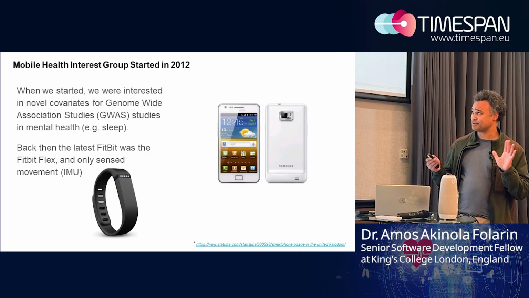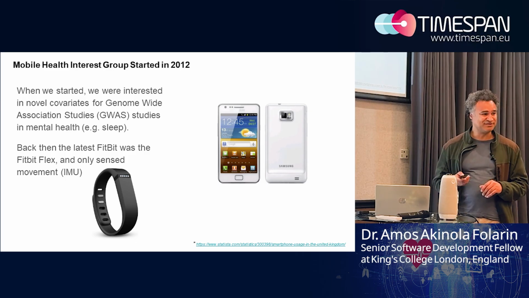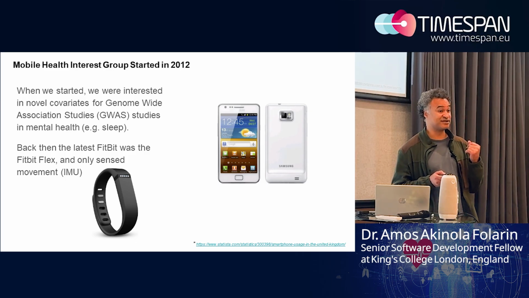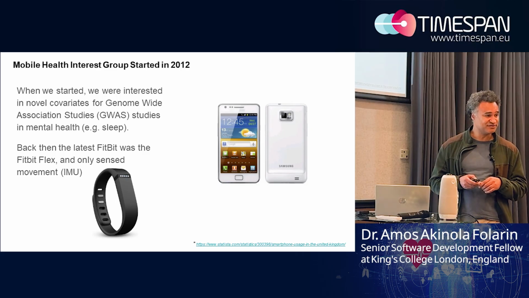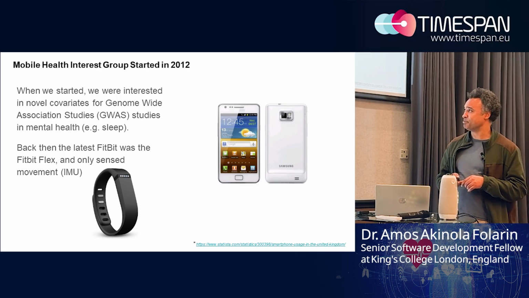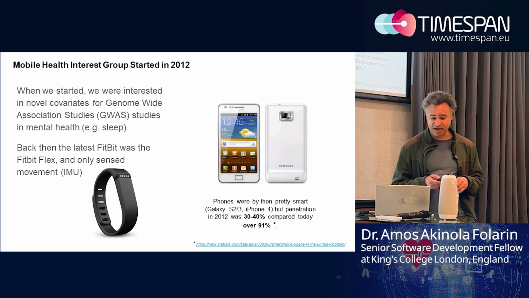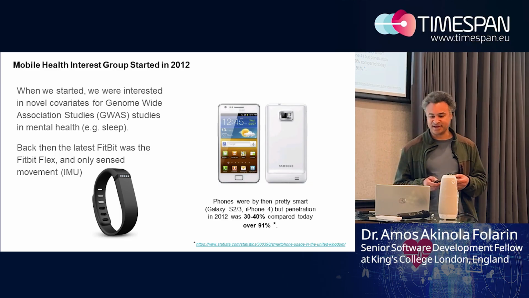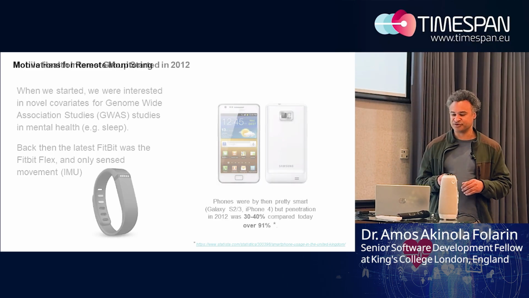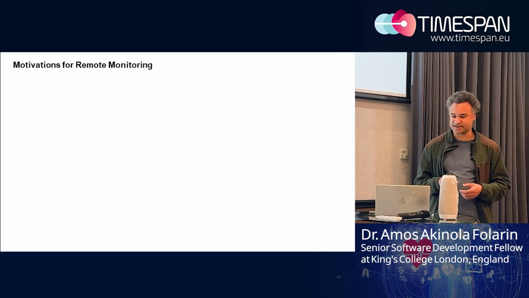So the space then was quite simple. Fitbit was just a Fitbit Flex device, essentially just an accelerometer that you wore on your wrist, and would give you some indications of sleep and activity, and that was pretty much it. With mobile phones back then, smartphone penetration in the market was just a little bit over 30%, compared to 91% today. But we could also see this trajectory rising, and we were quite excited about the possibility of decentralizing data collection.